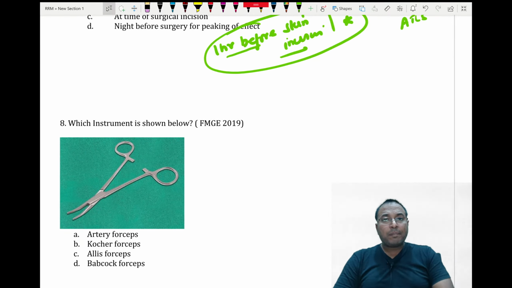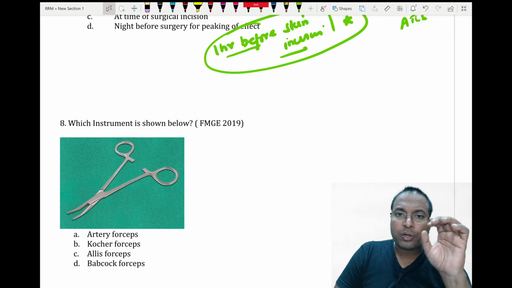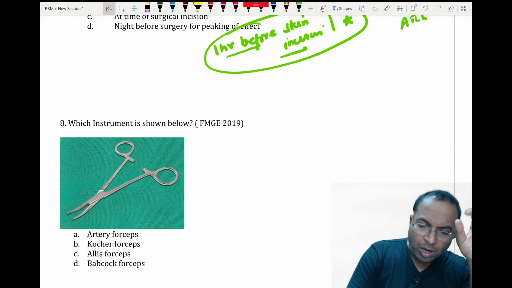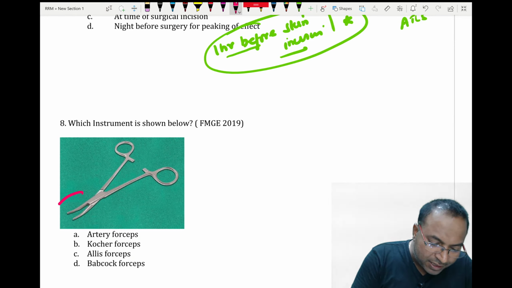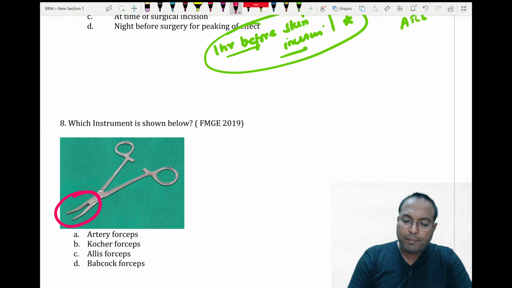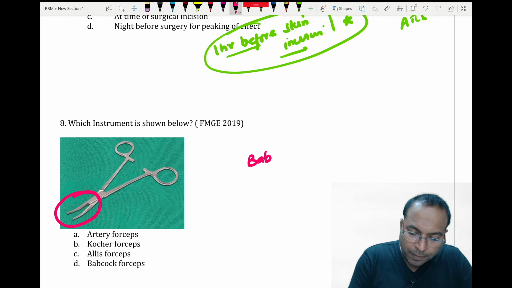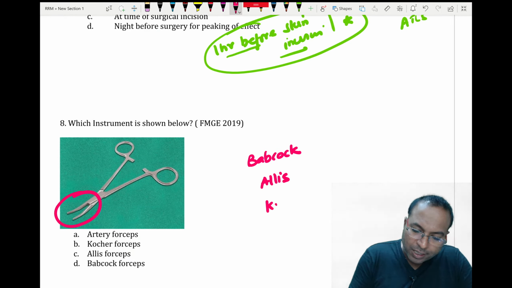So 100% I am sure you are going to get at least 1 or 2 instruments for your exam. In all the instruments, what you should do is see the tip. They are going to keep you only Babcock's forceps, Babcock or Allis or Kocher. Only these 3 instruments are commonly kept instruments.